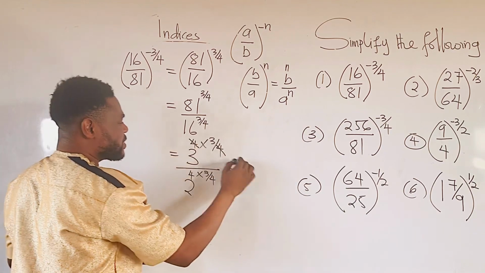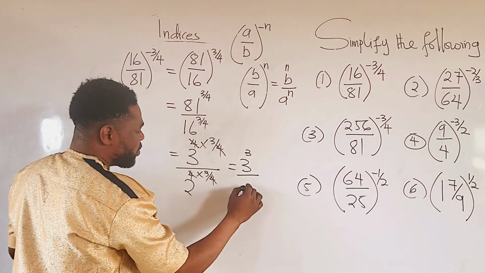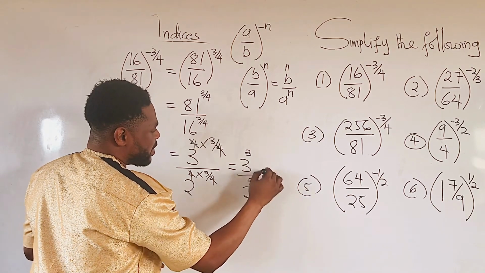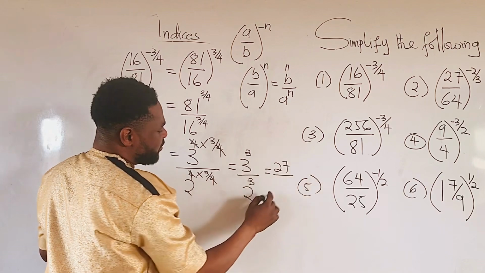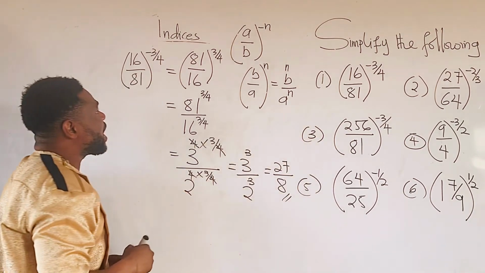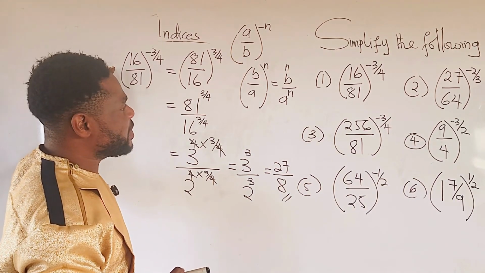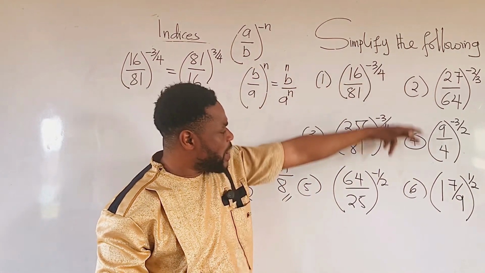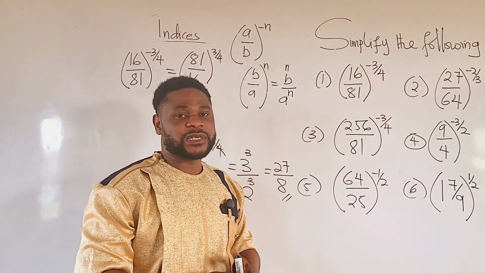What can we do next? This will cancel this. We have 3 raised to the power 3. This will cancel this. We have 2 raised to the power 3. And what can we do? 3 raised to the power 3 will give us 27, divided by 2 raised to the power 3, which will give us what? 8. So this is how we can use this property to simplify this question here. Try question number 2 up to number 6 using the same property and leave your answer in the comment section. Thank you.